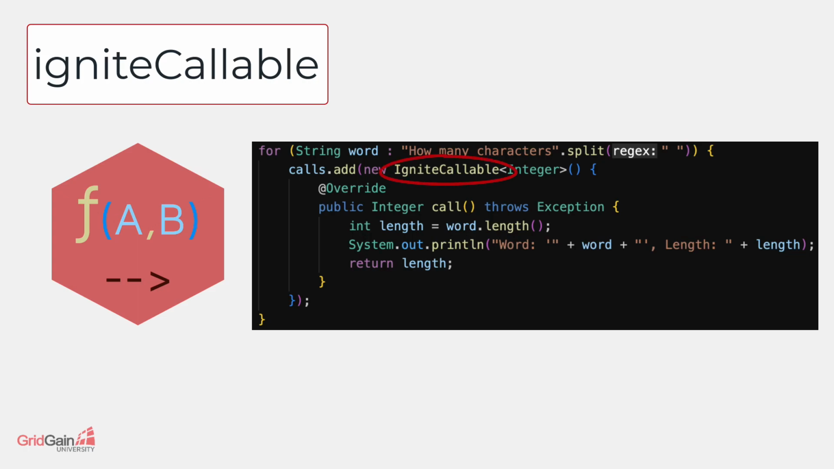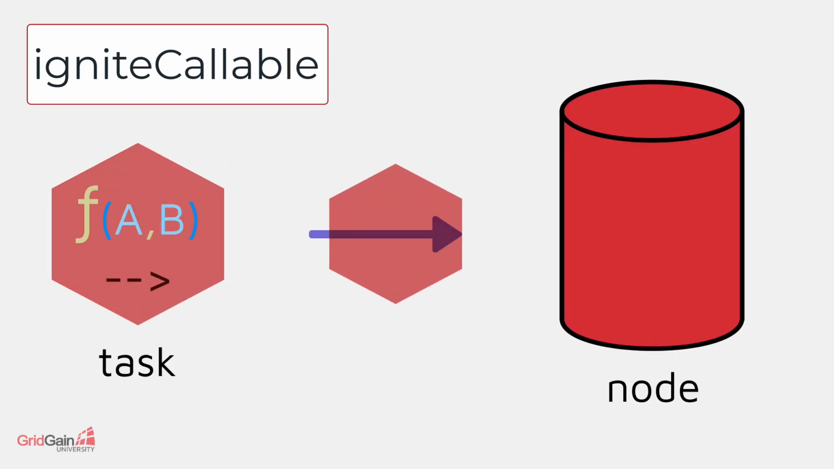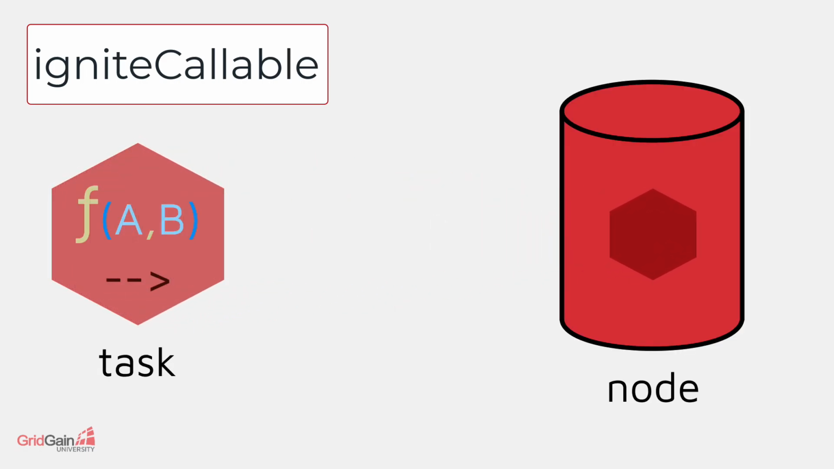Ignite Callable is an extension of Java Util Concurrent Callable that returns a specific value. To execute a callable task, use the call method of the compute interface. Just like Runnable, the task is also sent to one of the nodes associated with the compute instance.